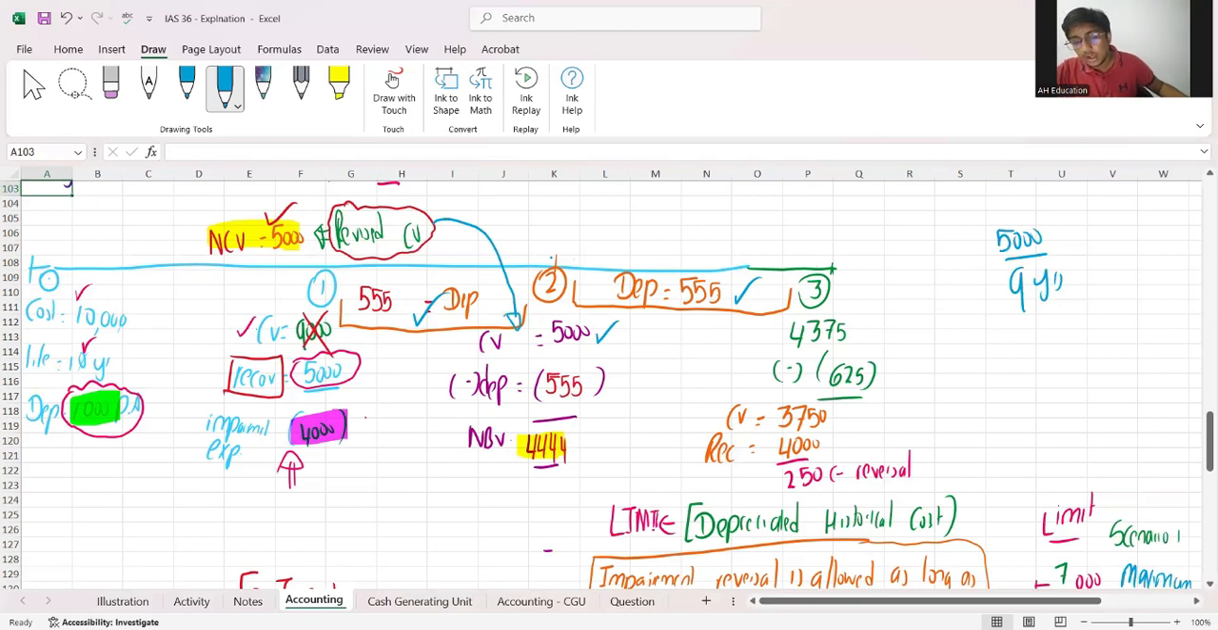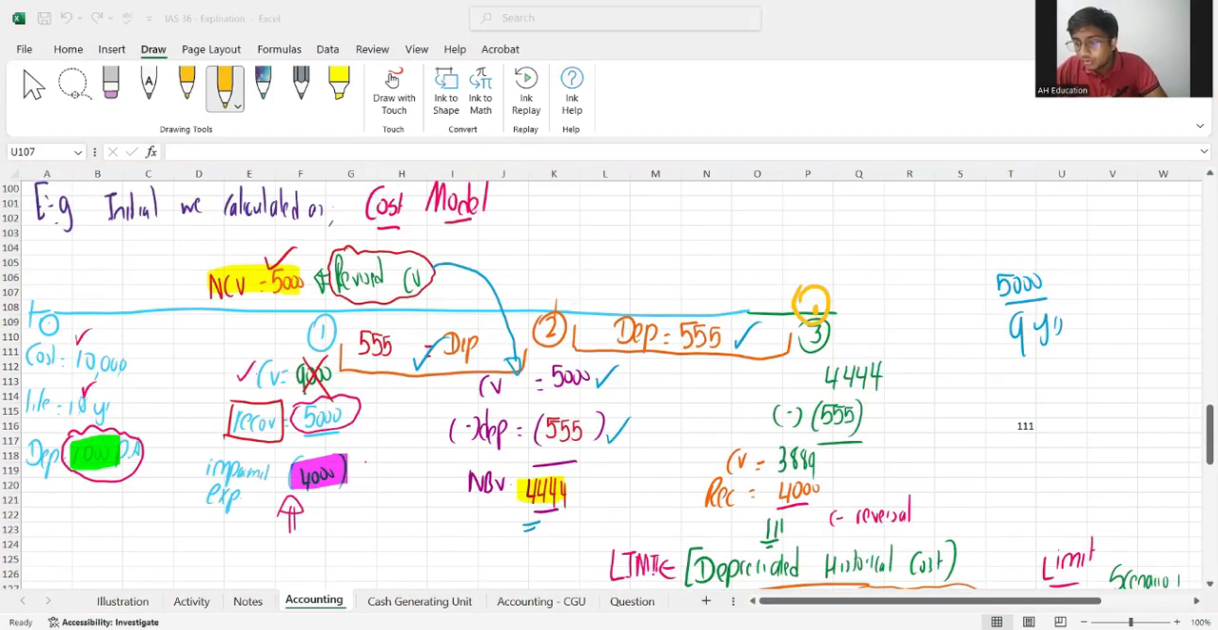From that, we will minus our second year's depreciation also, and you will be arriving at a net book value or net carrying value of 4444. Until year two, it's simple. This we have learned in our previous recordings. This is the normal impairment method, with a bit of depreciation added into that.